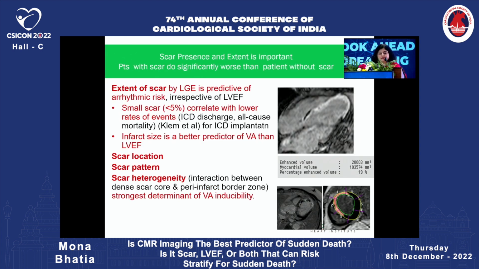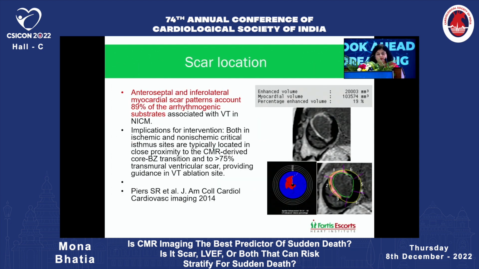Scar presence and extent is very important, and patients with scar do significantly worse than patients without scar. Not only is the extent of scar important, but like I said, a small scar less than 5% correlates with lower rates of events, and infarct size is a better predictor of VA than ejection fraction. Scar location, pattern, and heterogeneity are also important, and heterogeneity, in fact, is the strongest determinant of VA inducibility. When we're talking about scar location, anteroseptal and inferolateral scars are the most common and account for 89% of arrhythmogenic substrates.